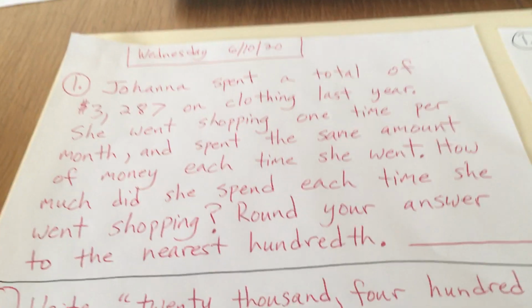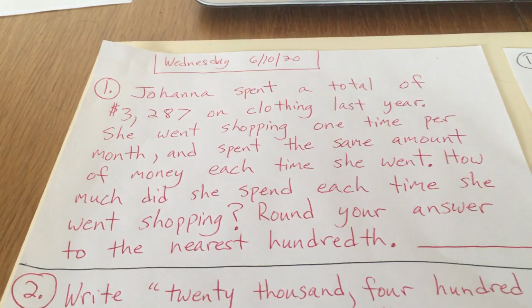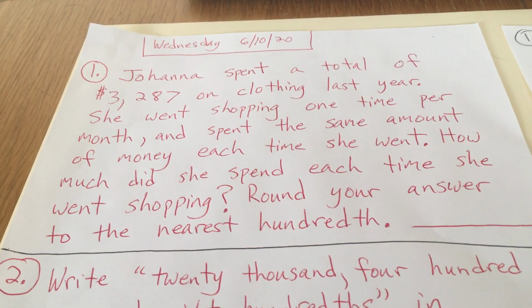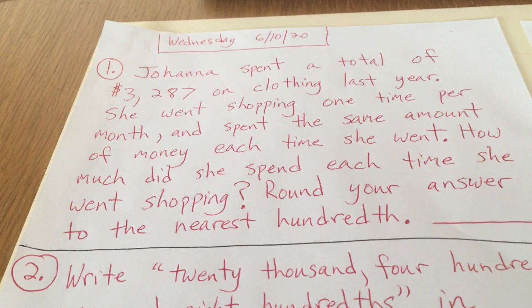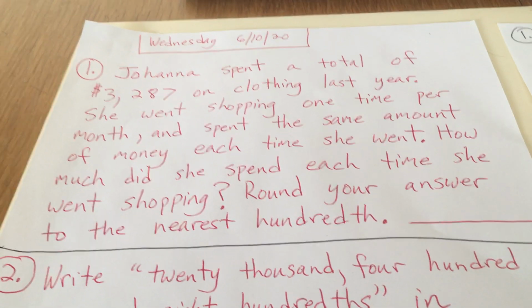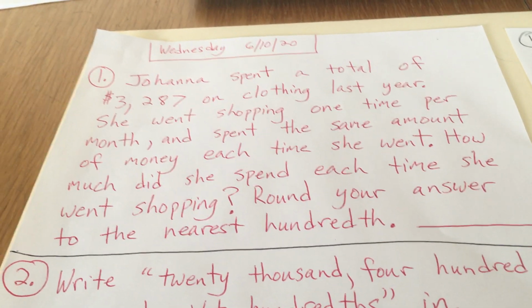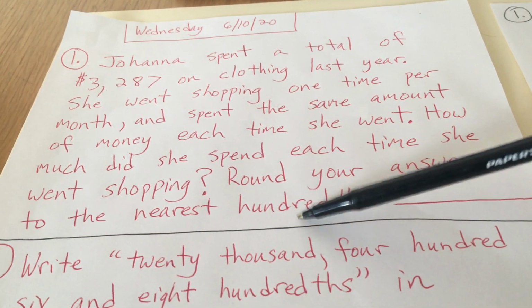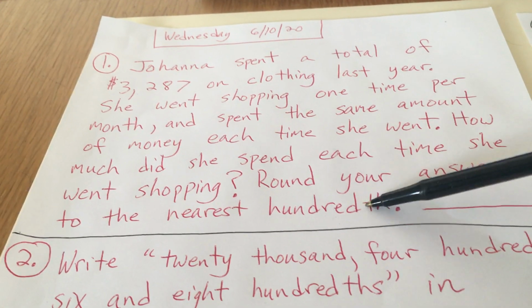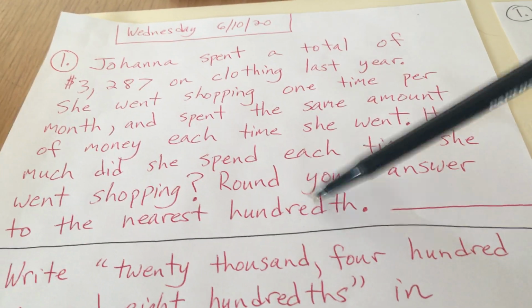All right, so number 1 says Johanna spent a total of $3,287 on clothing last year. She went shopping 1 time per month and spent the same amount of money each time she went. How much did she spend each time she went shopping? Round your answer to the nearest hundredth. Okay, so that's something we haven't seen in a while. We have to then round our answer to the nearest hundredth. So we got to be very careful at the end to make sure that we did that.